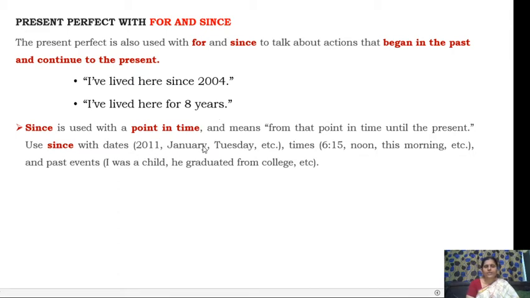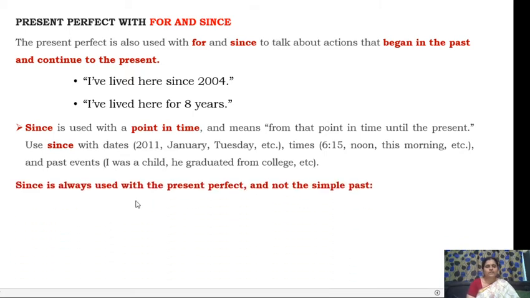Since with a point of time, that is a specific point of time. Here we can use since with dates or with times or with past events, that is, I was a child, he graduated from college, etc. Since I was a child, since he graduated from college, like some time reference, a particular point of time. Since is always used with present perfect and not the simple past. So we should not use since with simple past.